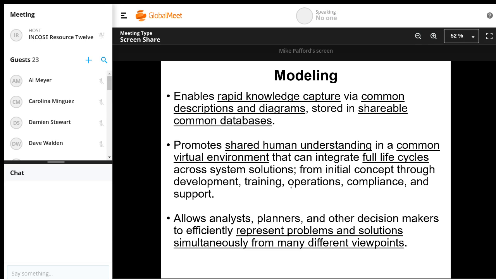We also say that modeling allows analysts, planners, and other decision makers to efficiently represent problems and solutions simultaneously from many different viewpoints, and they really like that aspect of it. And just so you all know, you can recognize this: we take the information from the INCOSE Handbook version 4 as well as CBOC version 2.2, but we just translate it over into plain language, natural language, and terms that we think our key stakeholders will best understand.